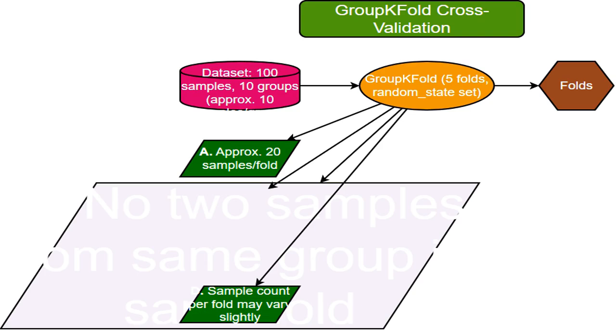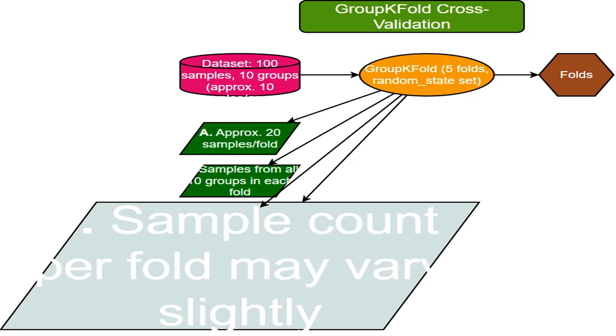With GroupKFold, I make sure that no two samples from the same group end up in the same fold. This avoids data leakage, a big problem in machine learning. It's like making sure no player plays for two teams at once. Since the group sizes aren't exactly the same, they're approximately 10 each, the number of samples in each fold might vary a little. It's not a major issue. GroupKFold's goal is to keep the groups intact.